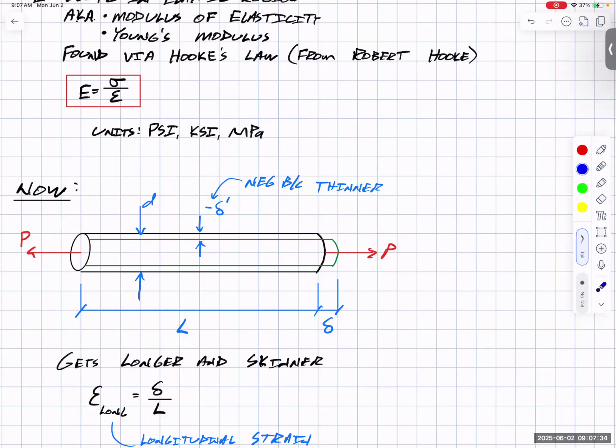So what we can have is we said we have this delta. Let me use a different color. That blue, I have too much blue in here already, but this delta is our change in length. Well, I'm going to put a negative delta prime. Delta prime means our change in diameter. So it's getting skinnier, right? So it gets longer and skinnier.